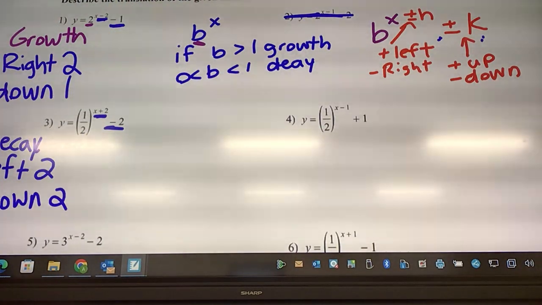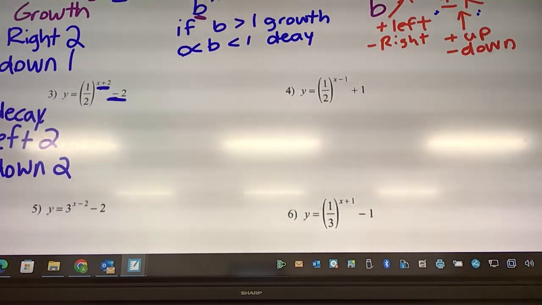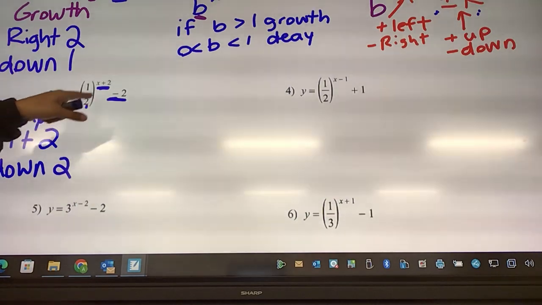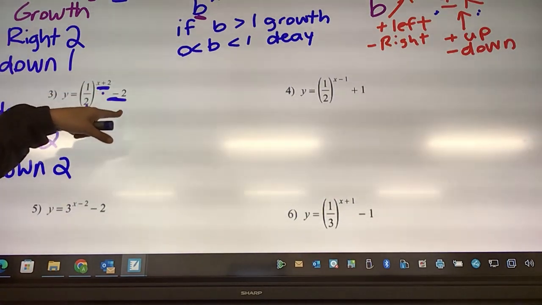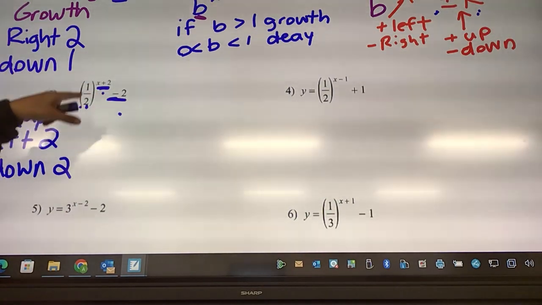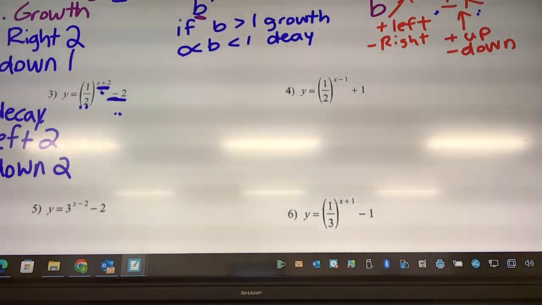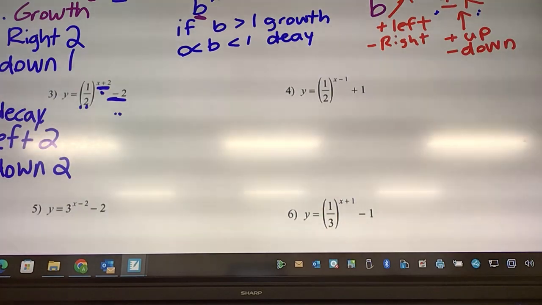So when we're reading from left to right, we always say growth or decay, left or right, up or down. It's going to go in that same order every time. Growth or decay, left, right, up, down. We can see we did them in order.